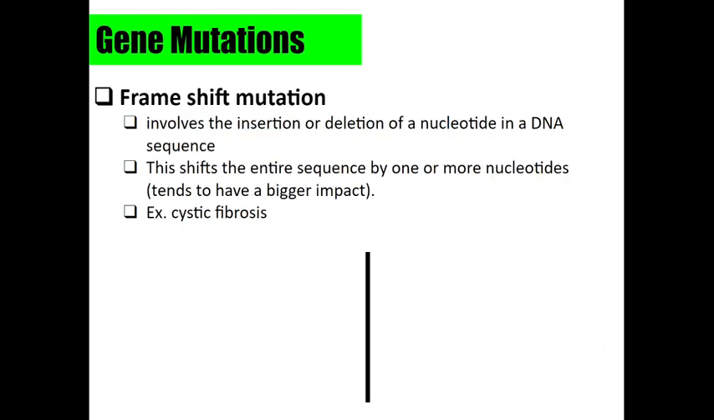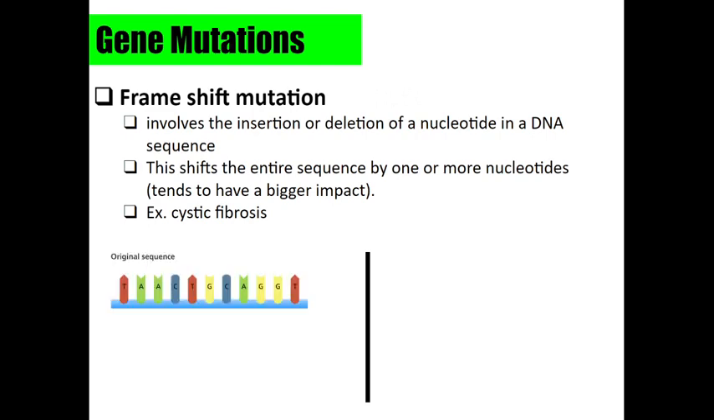Now another kind of mutation we have is a frame shift mutation. This involves the insertion or deletion of a nucleotide in a DNA sequence. This shifts the entire sequence by one or more nucleotides, which tends to have a bigger impact. An example of a frame shift mutation occurs in cystic fibrosis.